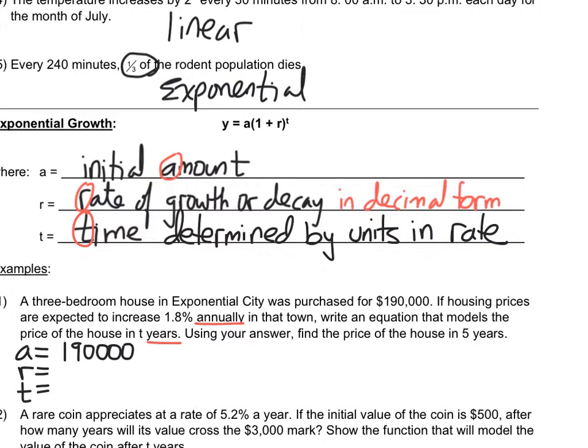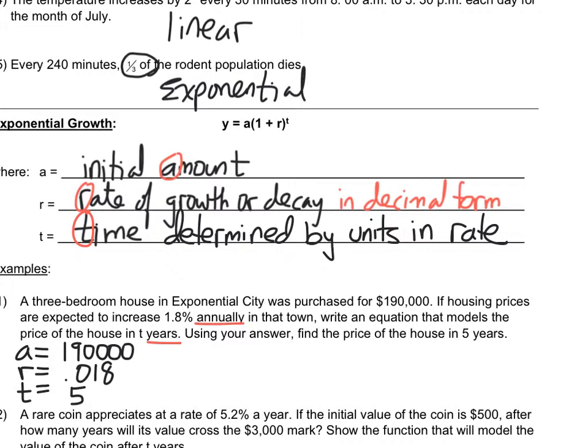The rate in decimal form would be what? 0.018. All right. Ultimately, we're looking for the price after 5 years, so I'll make a note that time t is equal to 5. But the first thing that they wanted us to do was to leave t variable and write an equation that models the price of the house in t years.